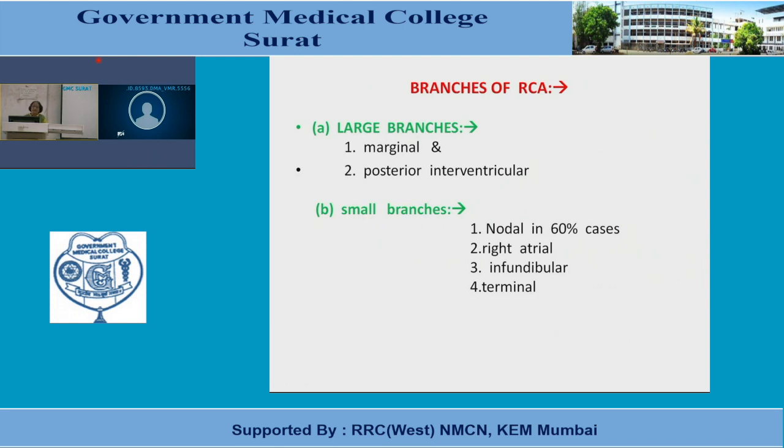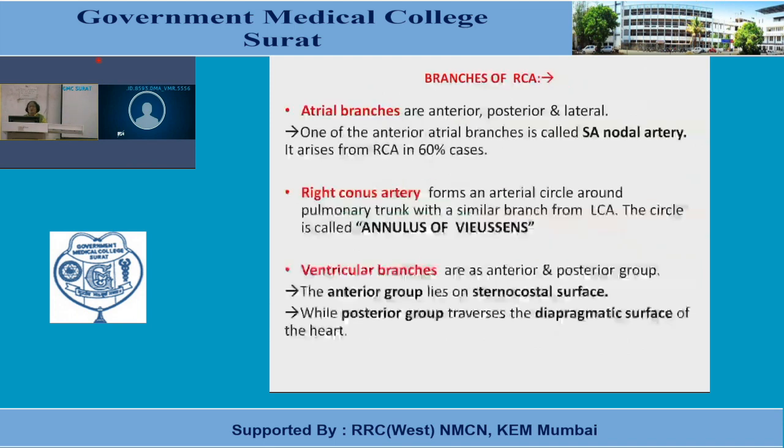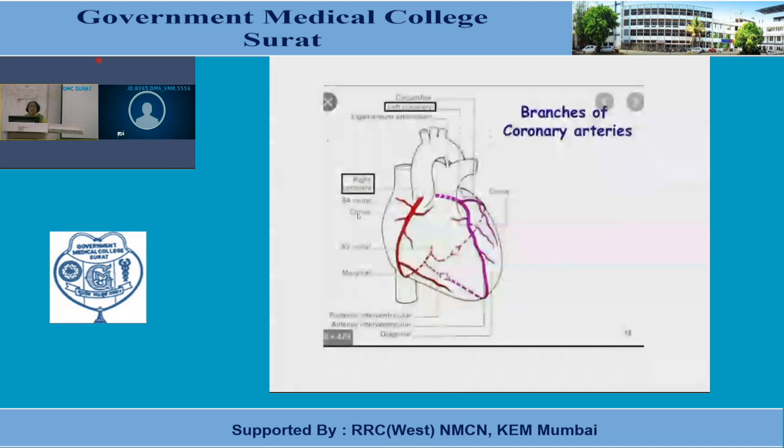in 60% of the cases, right atrial, infundibular and terminal. In detail, you can see the conus branches are also visualized here. So this is about the branches of the right coronary artery. We can see SA nodal in 60% of the cases, conus, AV nodal and marginal. The left coronary artery gives rise to the circumflex branch visualized here, and another branch, the posterior interventricular artery, also the anterior interventricular, and this is the diagonal branch. The important one is the diagonal branch.